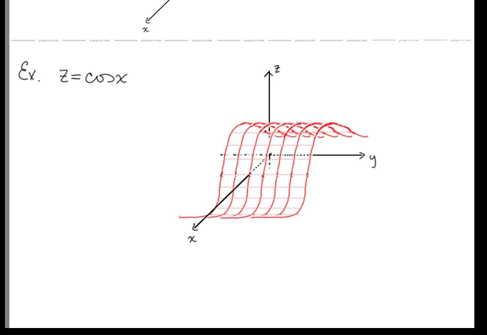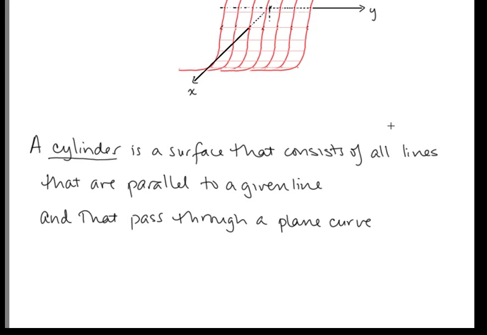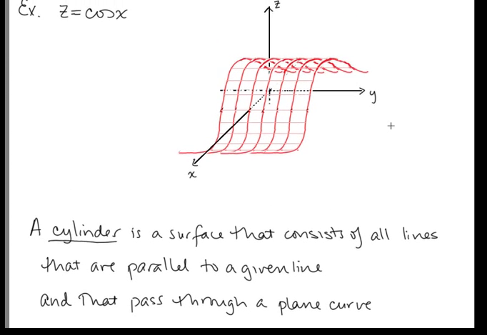Now let's take a look at the definition of cylinder. A cylinder is a surface that consists of all lines that are parallel to a given line and that pass through a plane curve. So let's take a look at this definition with the sketches that we have already.